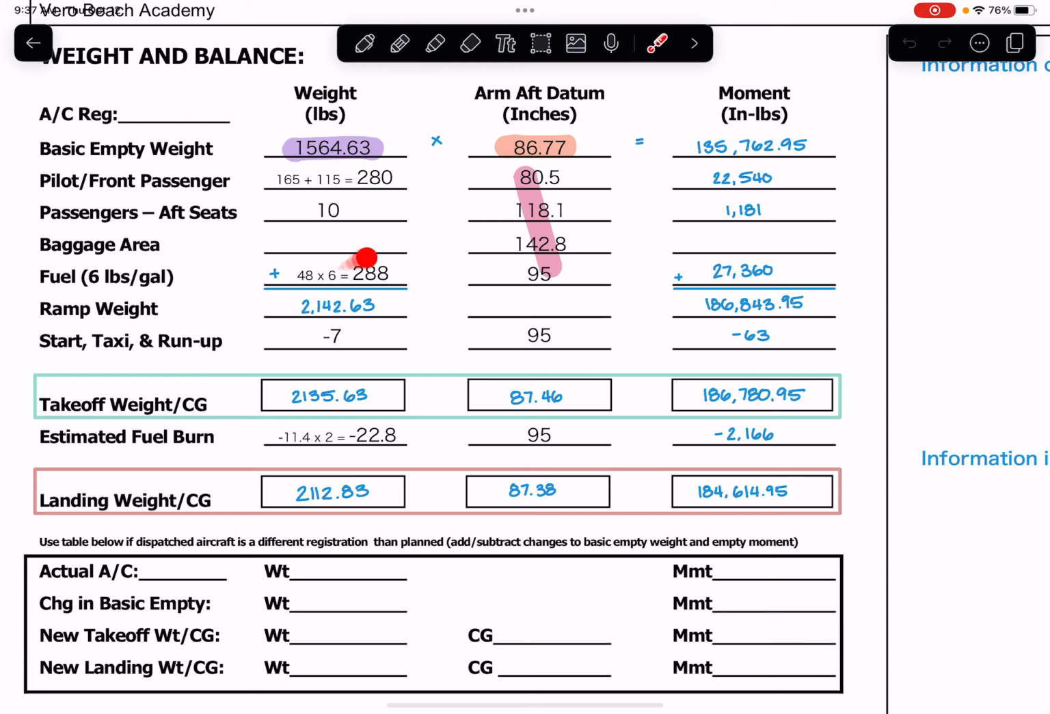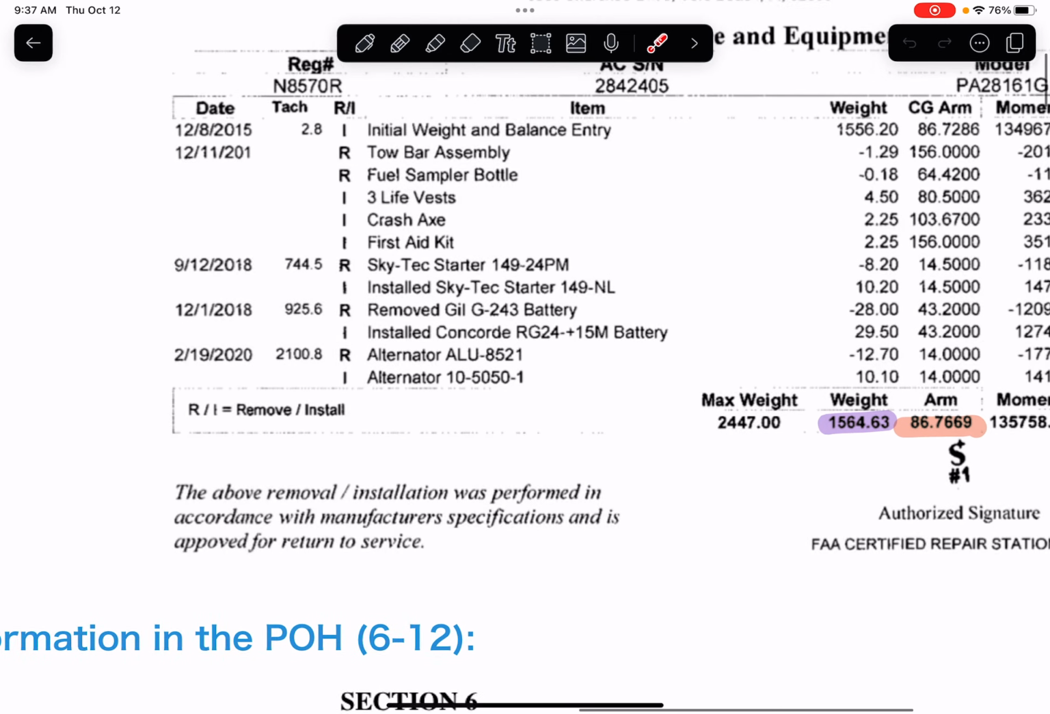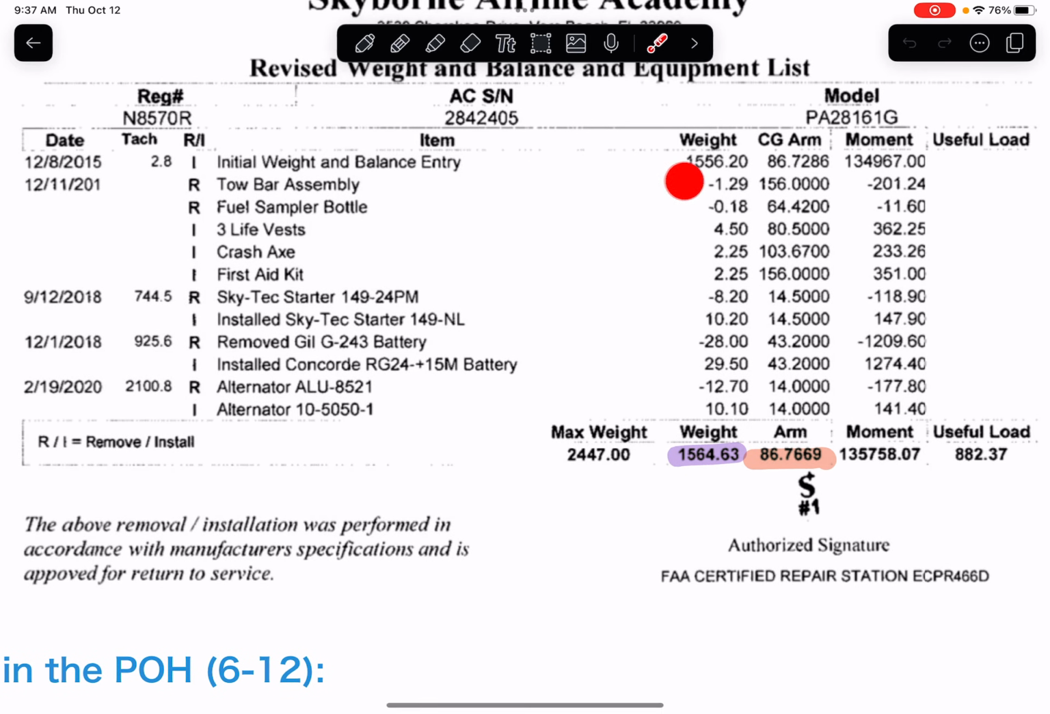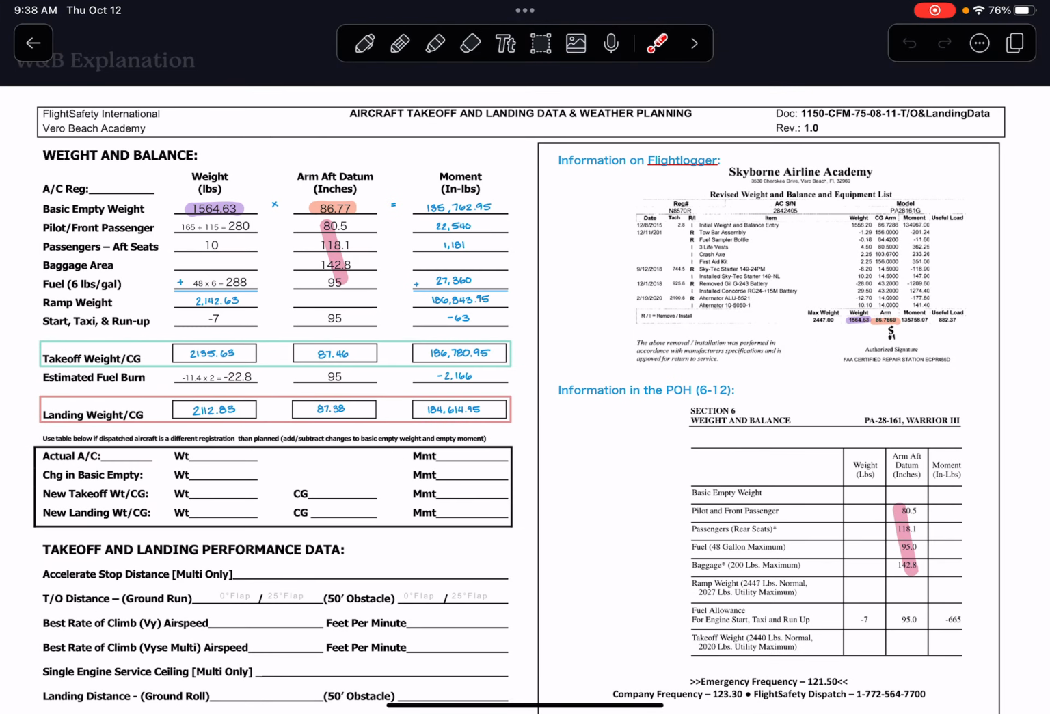Then we're going to input all the other weight information we have: our two pilots, our bags in the back, and then our fuel. We use 48 times 6 to get 288 pounds. And the reason why we use 48 and not 50 is because those 2 additional gallons of fuel is already calculated in that initial weight.